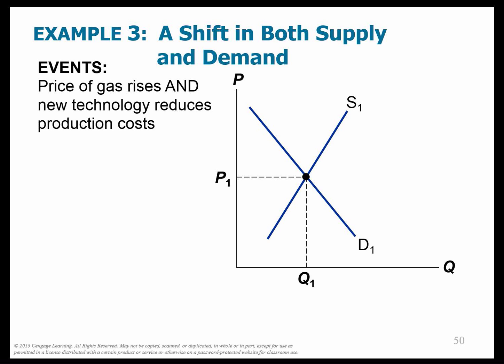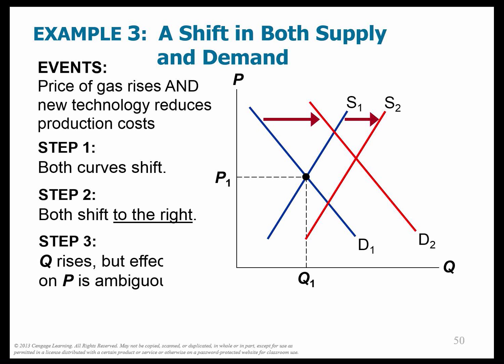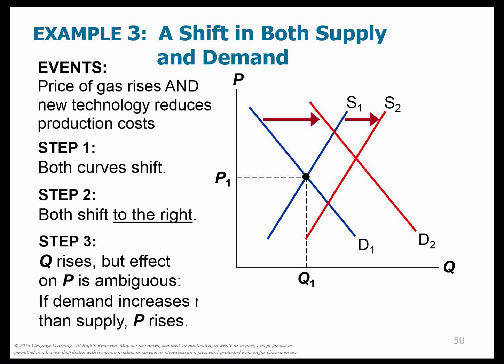All right, now let's shift both of them to make it really difficult. So let's say gas rises and technology reduces production costs. These are just the same two examples from before, so I know that both curves shift. I know both shift to the right because from previously doing this, I know both of them shift to the right, and I have a new equilibrium.